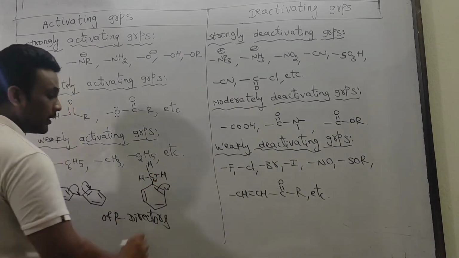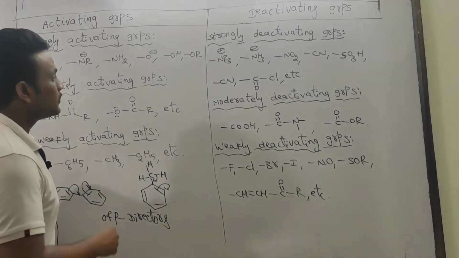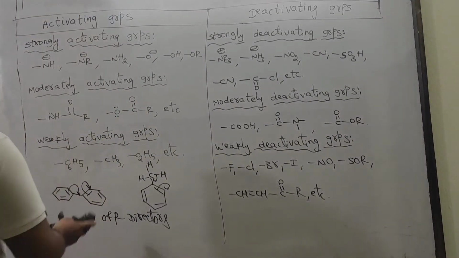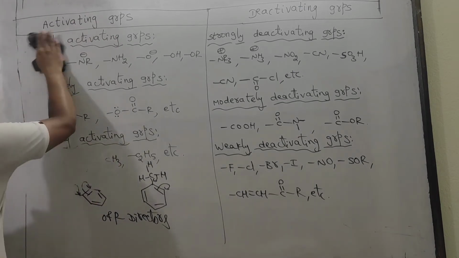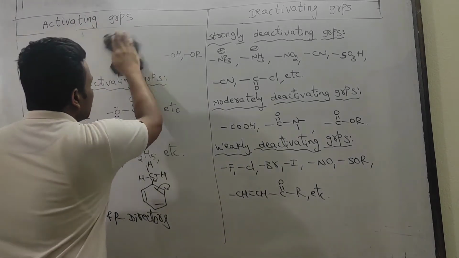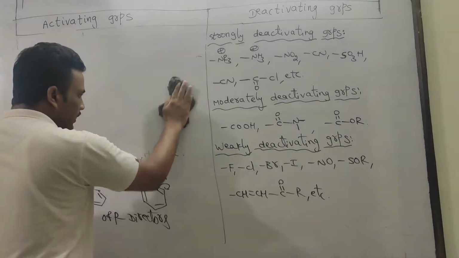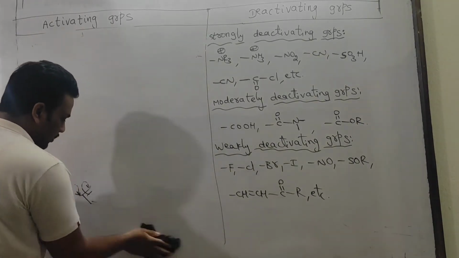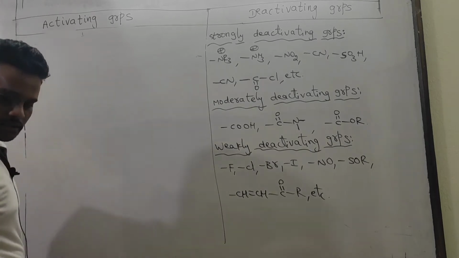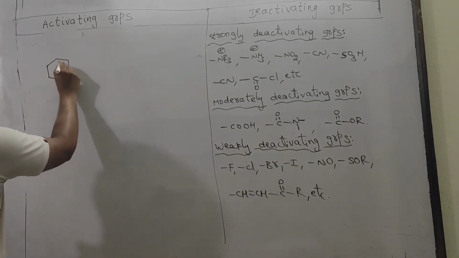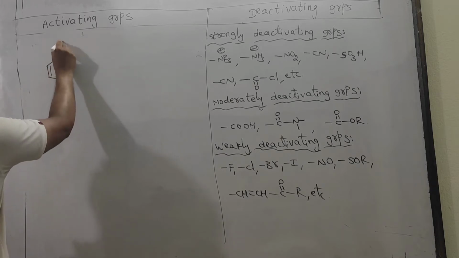Why are these ortho-para directors? Because when these groups are attached to the benzene ring, they increase electron density at the ortho and para positions. Without any second thought, all activating groups are ortho-para directors. Let me take one example. Suppose you have aniline like this. We all know about this.